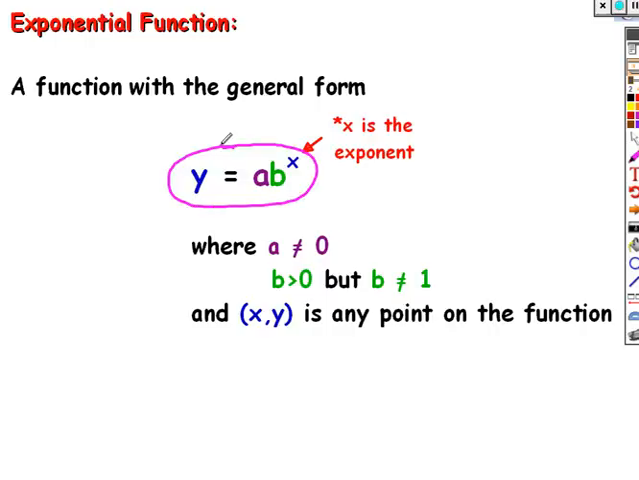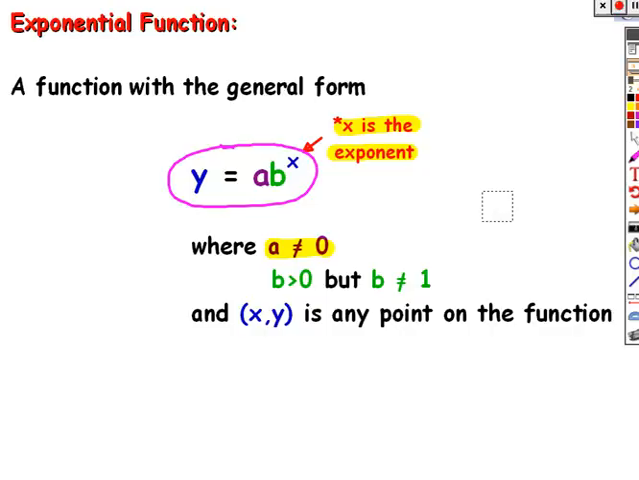Why is this an exponential function? Well, that's because x is in the exponent. There's also some key features we need for an exponential function. That number out front can't be 0. If a was 0, then you get something like this, which would just be y equals 0. That would actually be a line. So one condition is that number out front can't be 0.